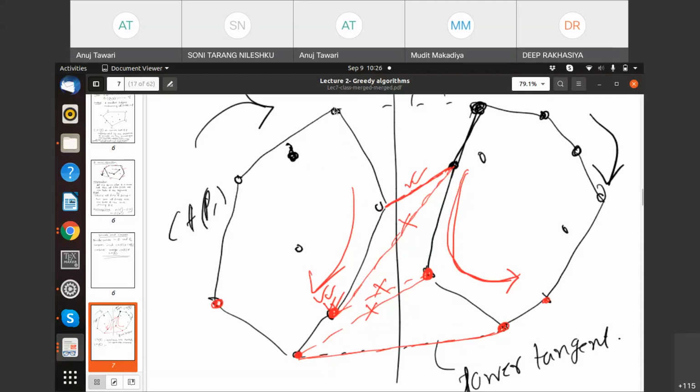Once you take the highest point, which is the one with the highest y coordinate, you are guaranteed that all the other points in P1 are below it. Similarly, all the points in P2 are below this. So we can be guaranteed that this is an edge in the convex hull. This is what we call the upper tangent, and this is what we call the lower tangent, by the same logic.